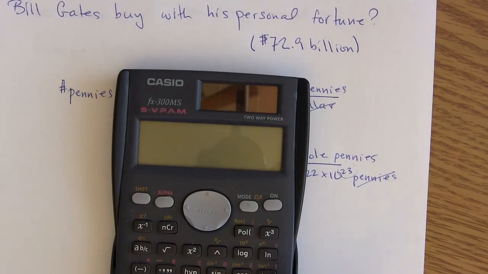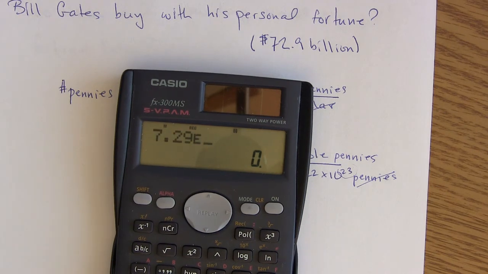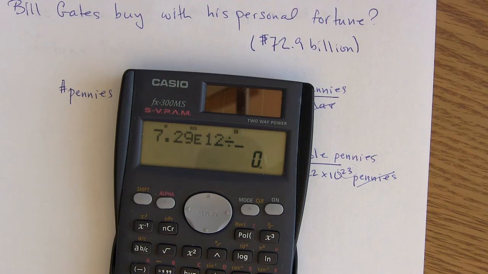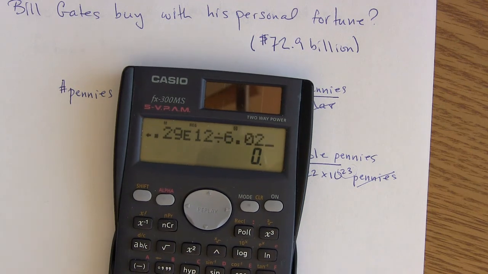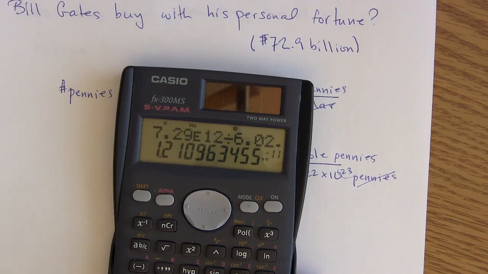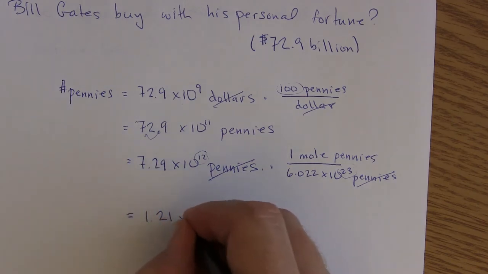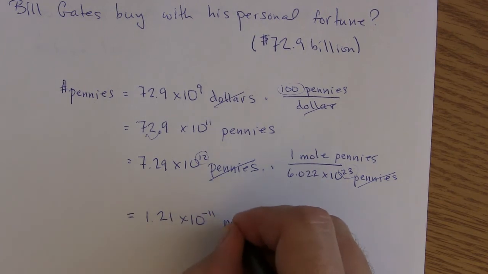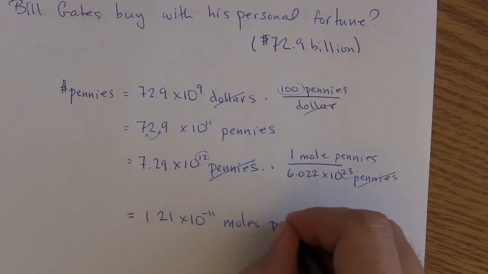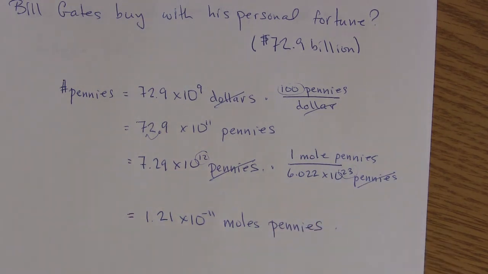Let's go ahead and get out our calculator here, turn it on. 7.29 E12 divided by 6.02 E23. That gives us 1.21 times 10 to the minus 11th. Definitely less than 1. It's a pretty small number.